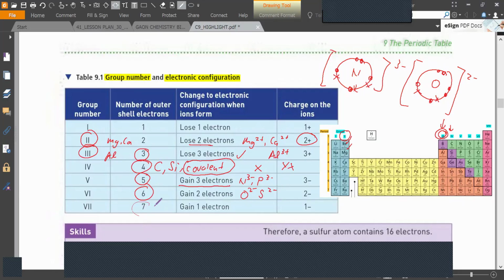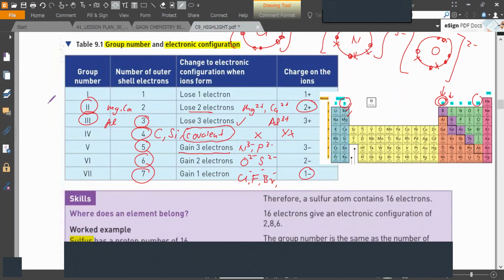Group 7 here, like chlorine, fluorine, bromine. Chlorine has 7 outer electrons, so it just needs to gain 1 more to form the full shell. So it will form a negative 1 ion. So these are the general rules.